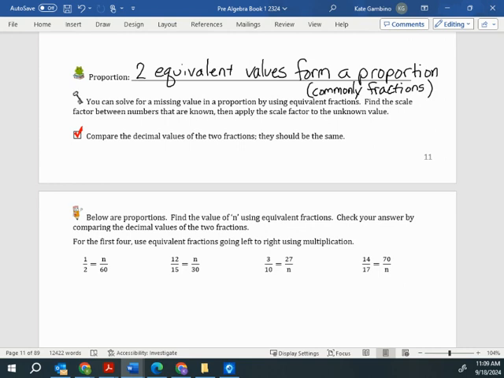You can solve a missing value in a proportion by using those equivalent fractions. Find the scale factor between numbers that are known, then apply the scale factor to the unknown value. Who knows what a scale factor is? And guess what the scale factor is? It's new terms, new vocabulary, but it's something that you already know.